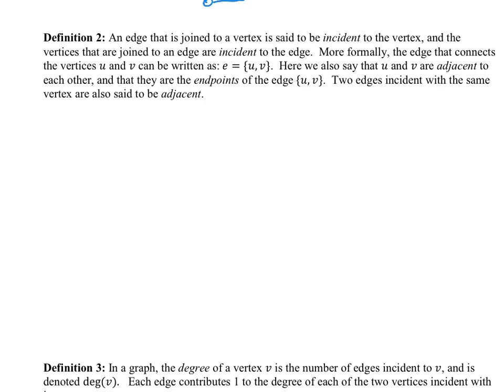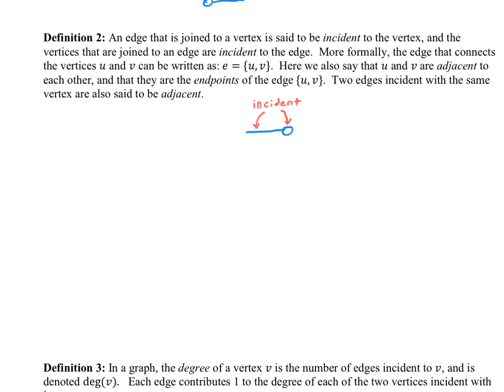An edge that is joined to a vertex is said to be incident to that vertex. This word incident is going to be important moving forward in this video. Let's draw a picture of that. There's my edge and there's my vertex, and these two objects are incident to each other. The edge is incident to the vertex, and also the vertex is incident to the edge.